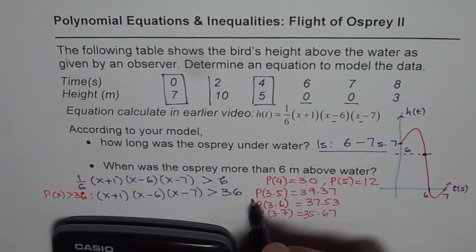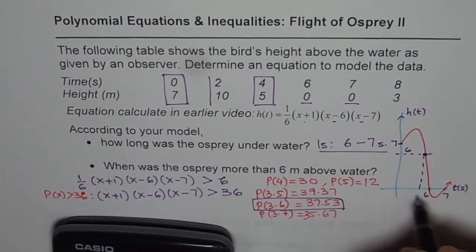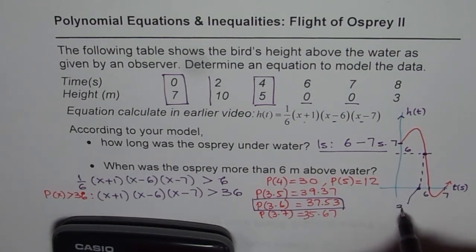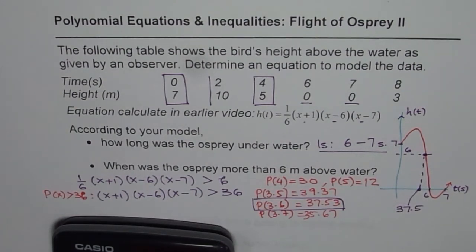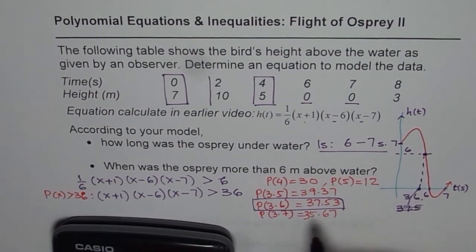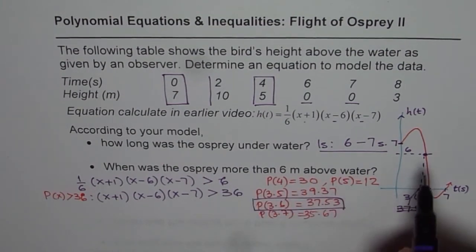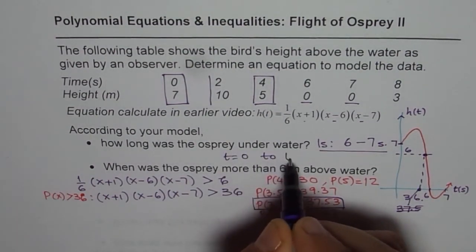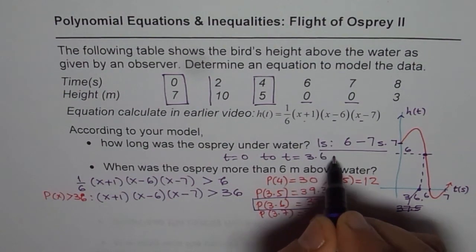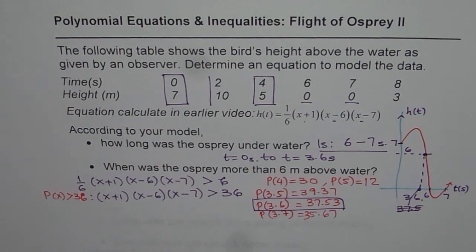So from here we can conclude that this is the critical point. In the figure, this point has an x value of approximately 3.6. So from here what we see is that the Osprey is more than 6 meters above the water from t equals 0 to t equals 3.6 seconds. So that is the answer. We did it by the method of trial and error: just plug in the values and check. That should give you a very accurate answer.